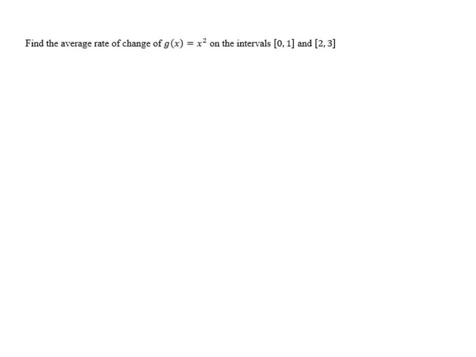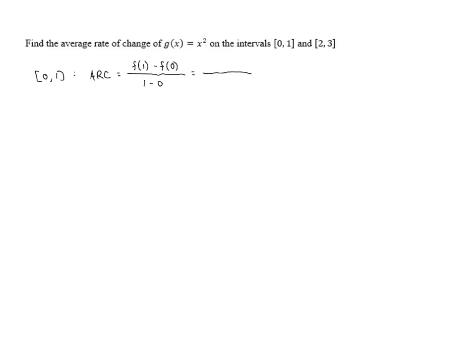Find the average rate of change of g of x equals x squared on the intervals from 0 to 1 and 2 to 3. Let's start by looking at the interval from 0 to 1. The average rate of change can be calculated by taking the difference in the function values, in this case f of 1 minus f of 0, dividing by the difference in the x values of the endpoints of the interval, in this case 1 minus 0.